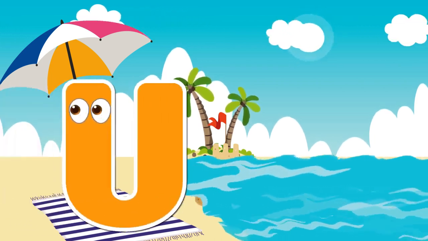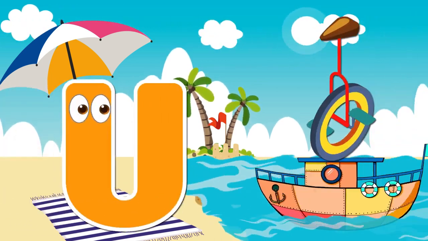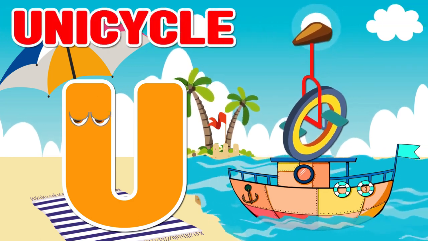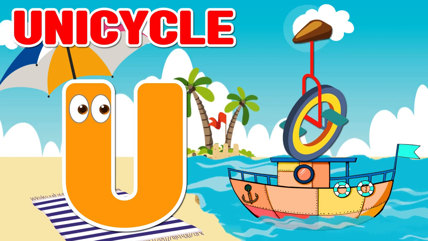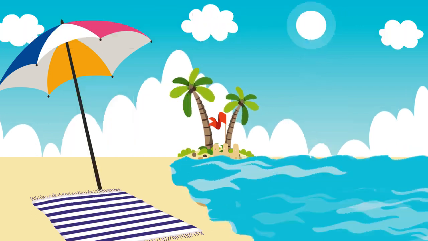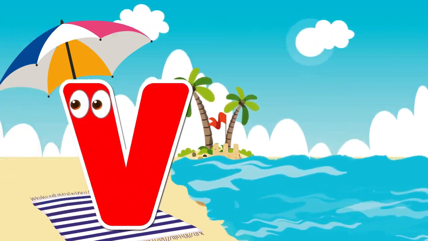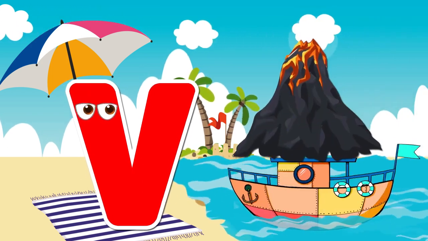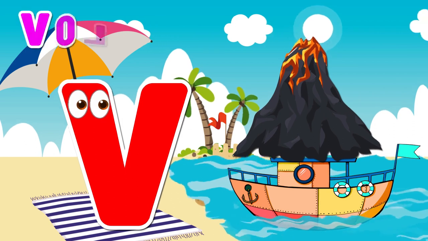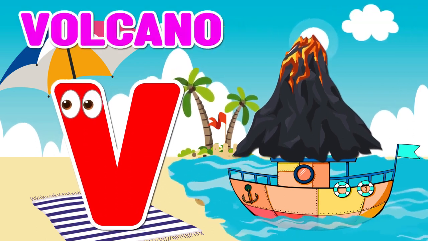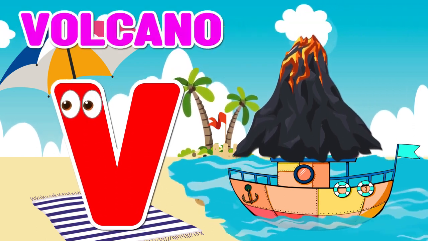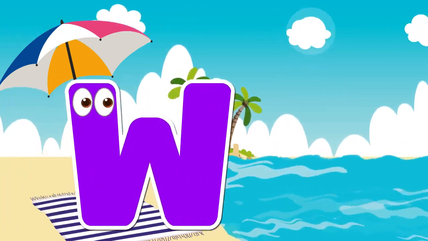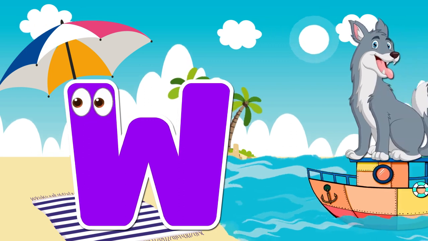This is the letter U. U is for unicycle. This is the letter V. V is for volcano. This is the letter W.